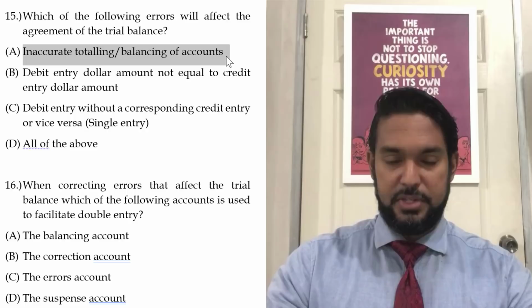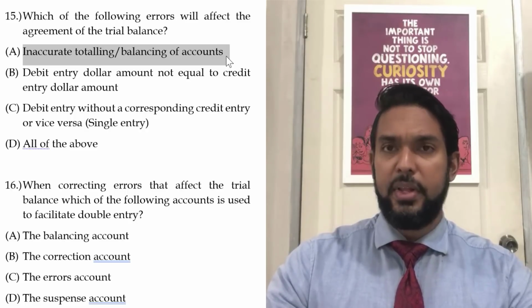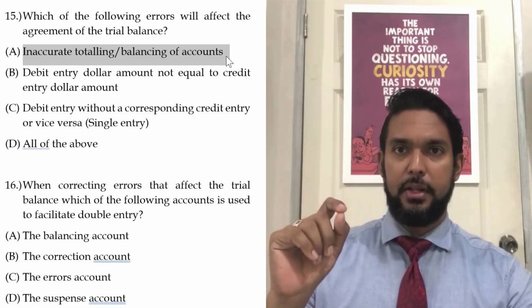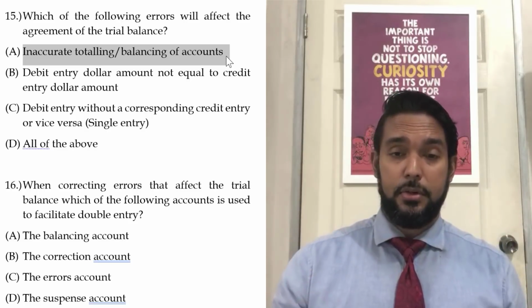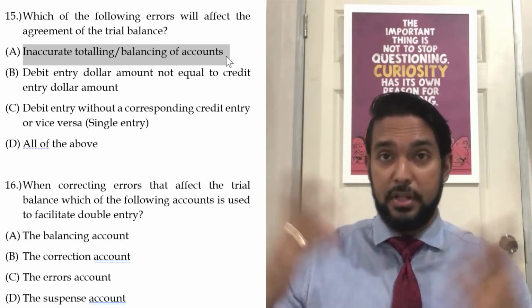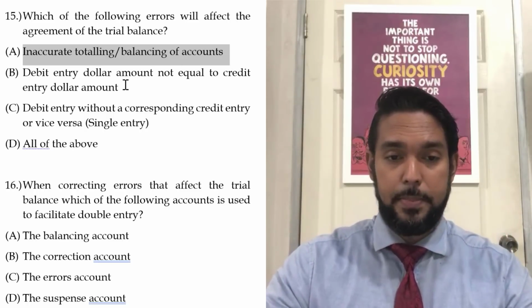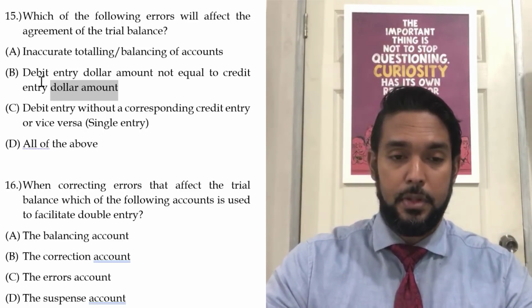Inaccurate totaling or balancing of accounts. Well, yeah, if you add up incorrectly, then it's going to be off, and it's not going to be because of double entry. Or even if it is, if it's an incorrect total, then they have a problem. It's not going to balance. The trial balance will not agree.